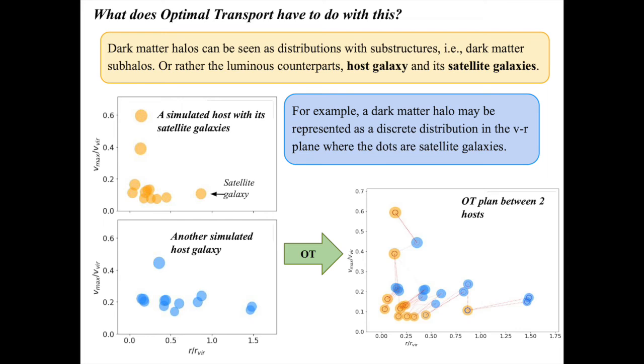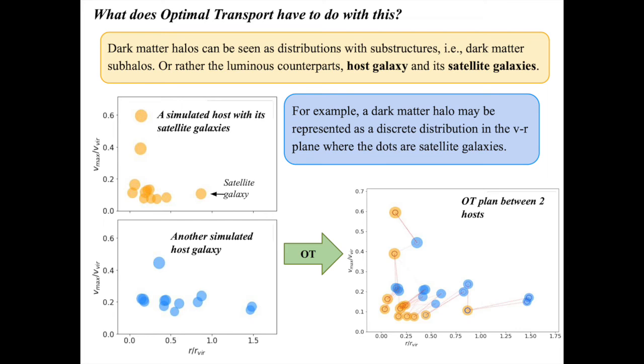Sorry, can I ask you? For the top panel, is this the abundance of satellite halos inside a host halo, is this right? Yes, so these are several satellite galaxies inside that host halo. Galaxies, not halos. In a simulated galaxy. Yes, simulated galaxies. Yes, it's a luminous thing.